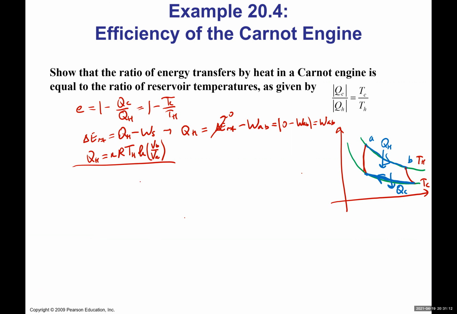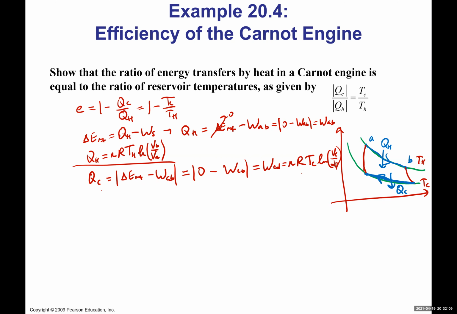So this is QH, and QC will then be calculated in a similar way. QC equals the change in internal energy minus the work done going from C to D. Again, no change in internal energy, so it's 0 minus the work done from C to D, which equals the work done from C to D. This is again an isothermal process, so nRTC ln of VC over VD, because this time it's an isothermal compression, and the work is done on the system rather than by the system. So it's VC over VD.